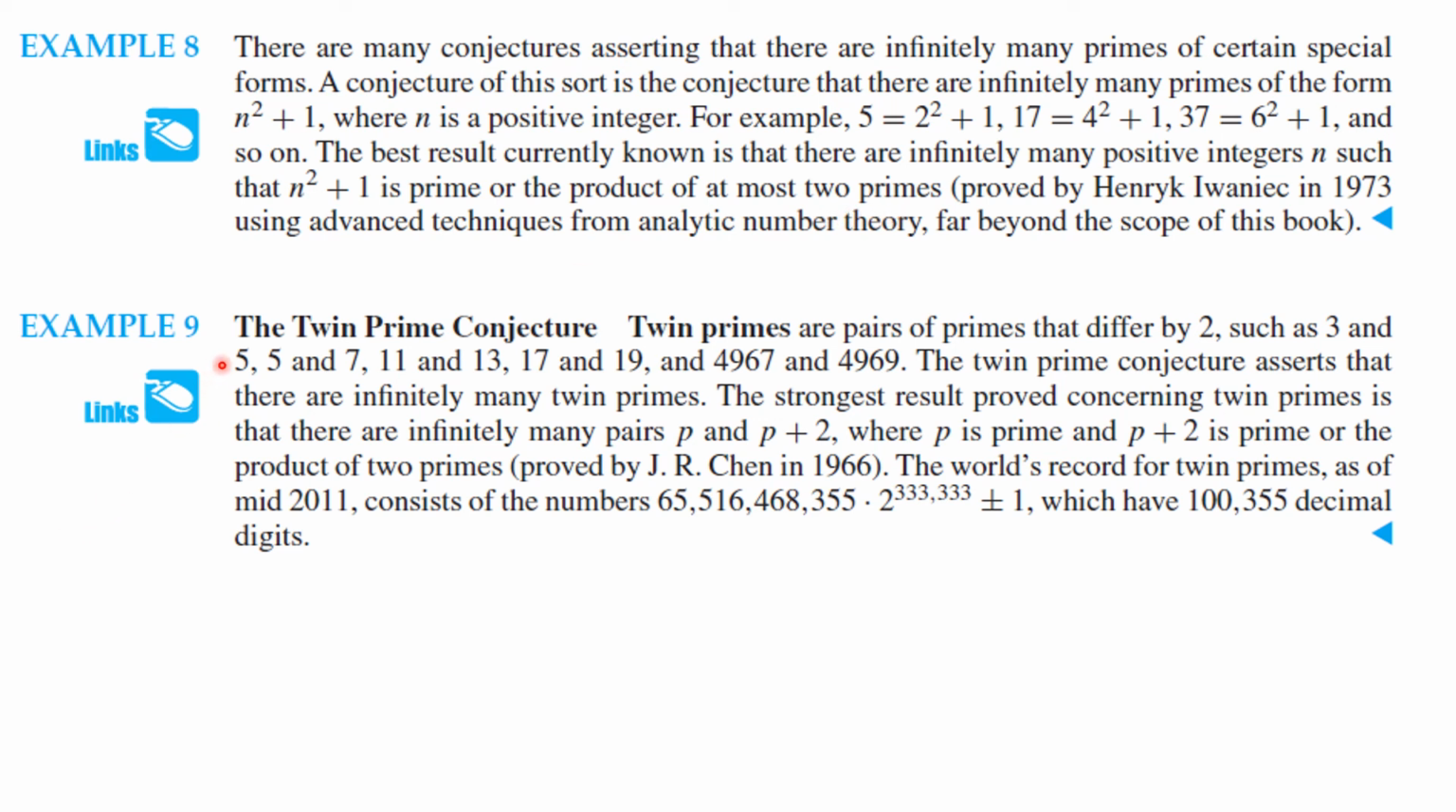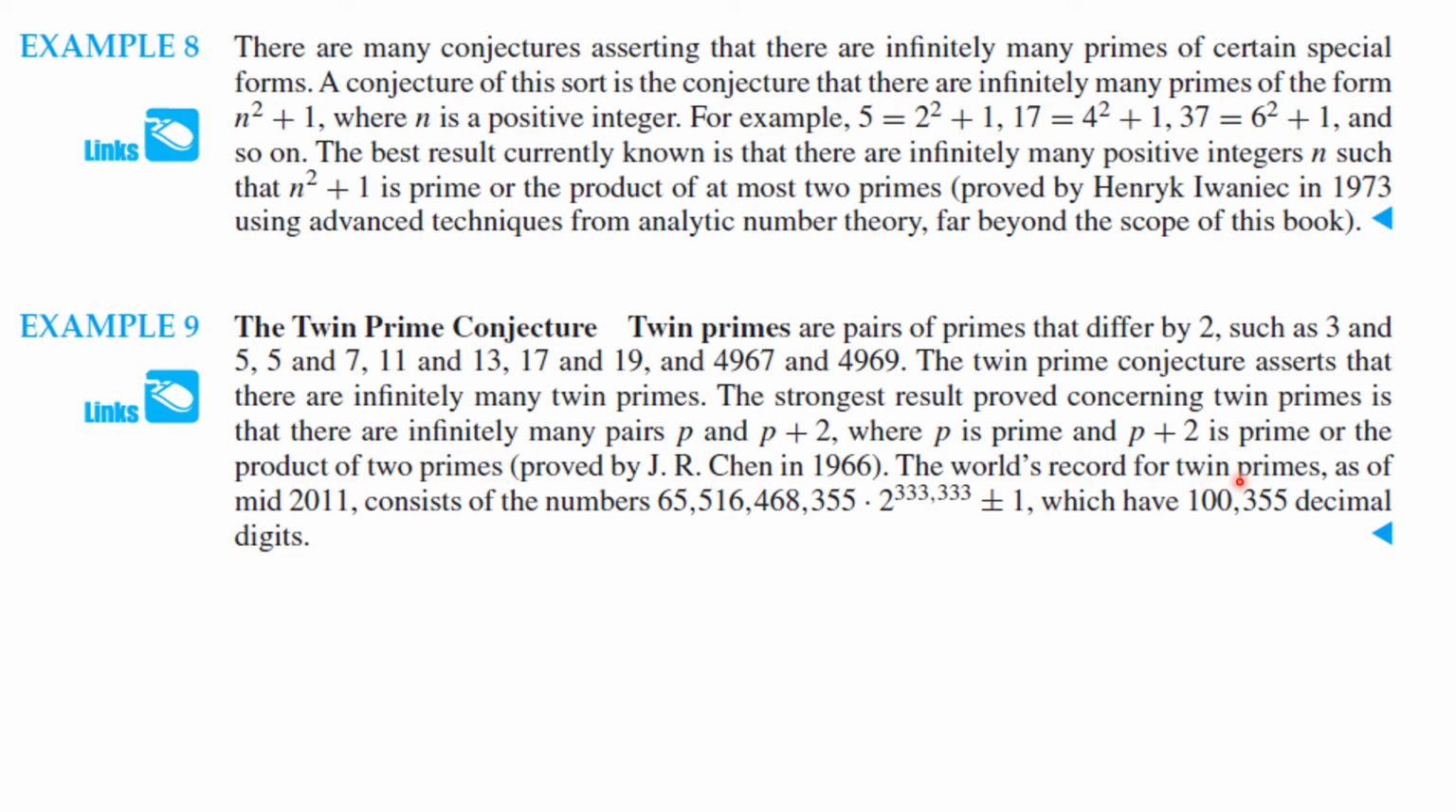And there is also the twin prime conjecture. Twin primes are pairs of primes that differ by 2, such as 3 and 5, 5 and 7, 11 and 13, 17 and 19, and 4,967 and 4,969. The twin prime conjecture asserts that there are infinitely many twin primes. The strongest result proved concerning twin primes is that there are infinitely many pairs p and p plus 2, where p is prime and p plus 2 is prime, or p plus 2 is the product of 2 primes.